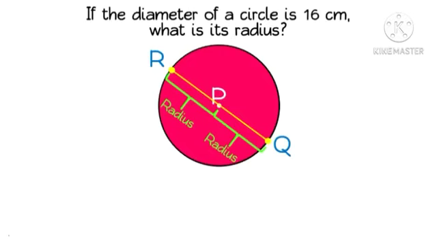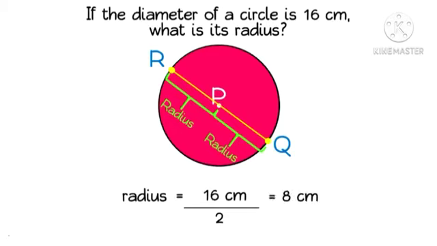The diameter of a circle is 16 centimeters. What is its radius? The formula for radius is equal to diameter by 2. Diameter is 16 by 2, which is equal to 8 centimeters.